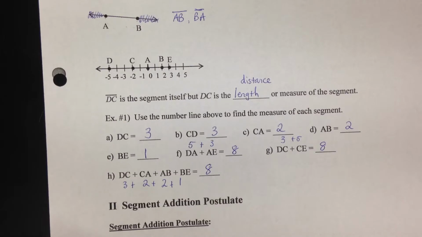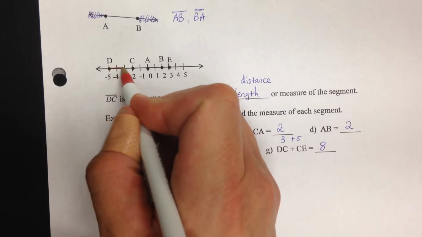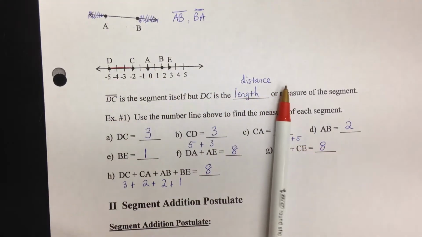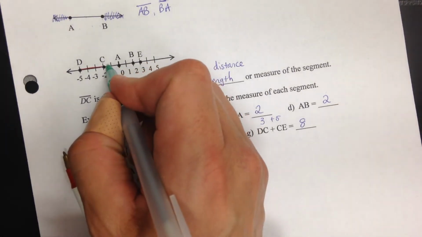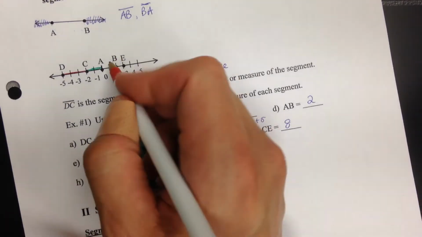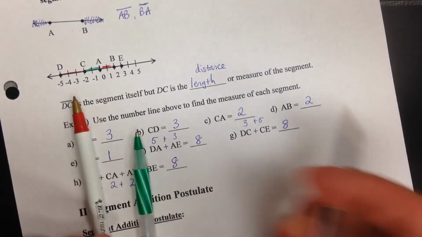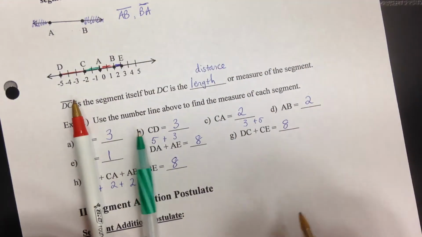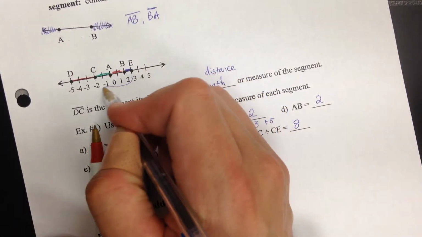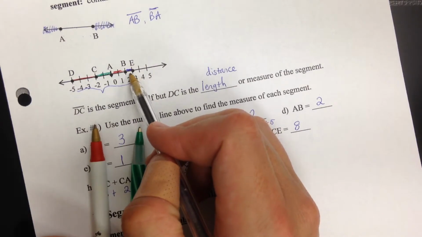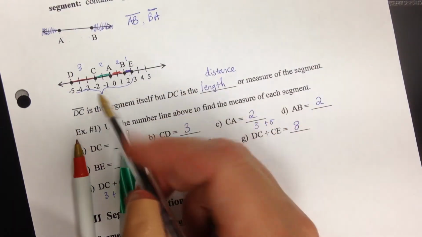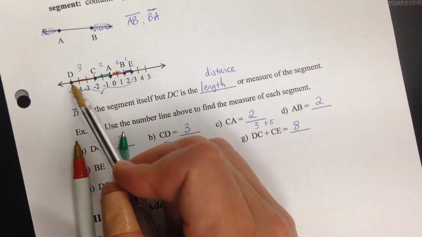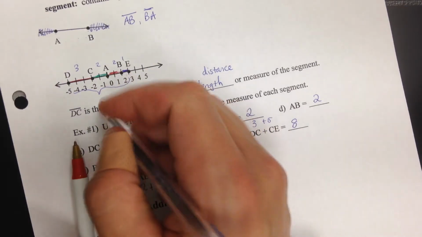Now what we're seeing here, okay, and this is really important. If I take the pieces, the parts, DC, I use different colors here. CA, AB, BE. Notice that when I put all of those together, I'm getting the whole thing from D to E. And so if I add those up, 3, 2, 2, 1, that's the same thing as just counting from D to E. 1, 2, 3, 4, 5, 6, 7, 8.